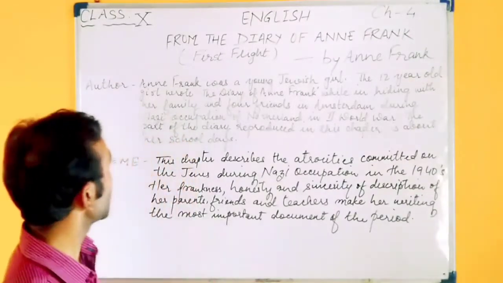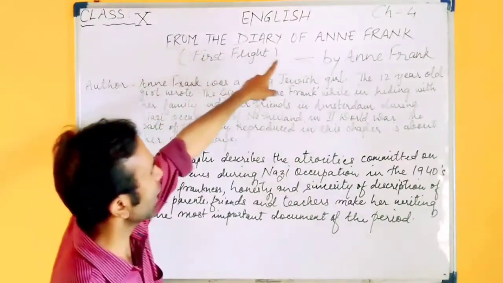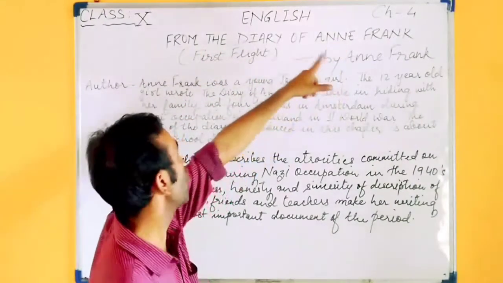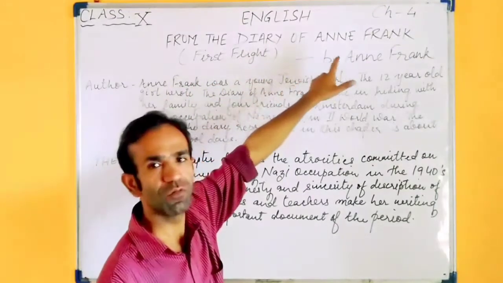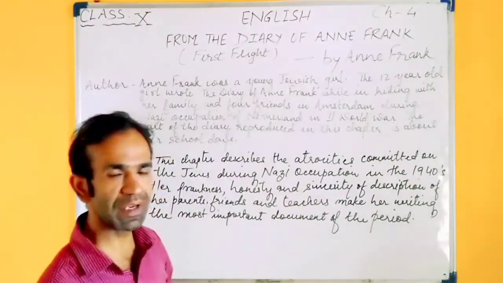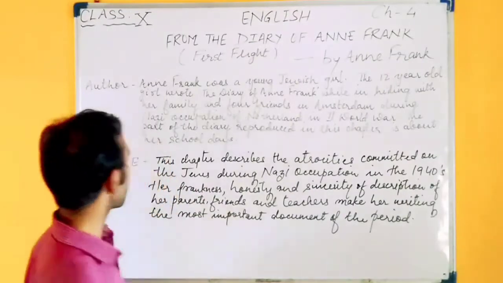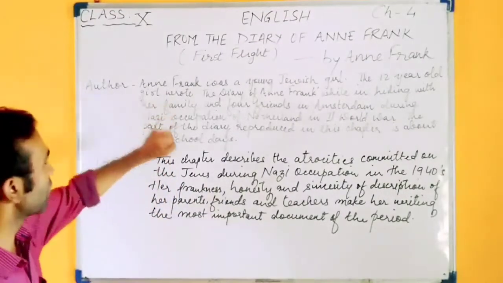The title of the chapter is From the Diary of Annie Frank. It's chapter number 4 in the book First Flight. It's written by Annie Frank. First of all, let us know something about the author. The author is Annie Frank.